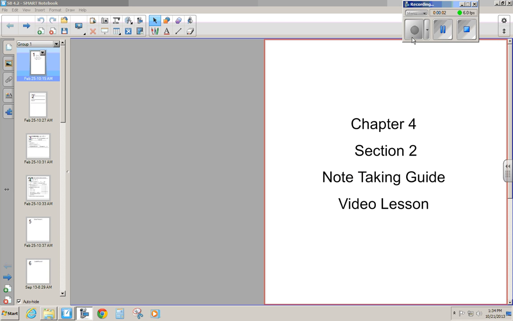Welcome to Chapter 4, Section 2, entitled Graph Quadratic Functions in Vertex or Intercept Form.